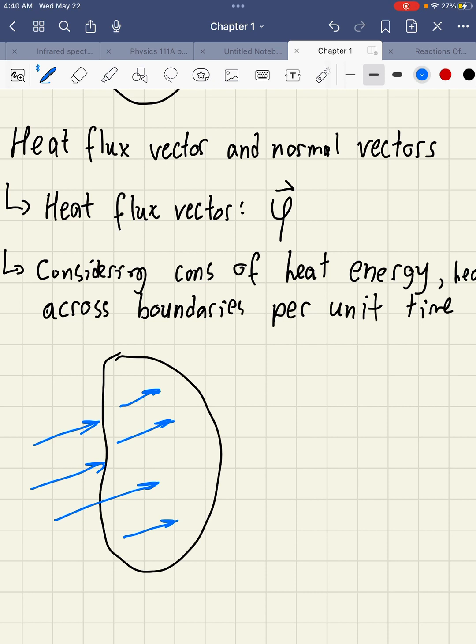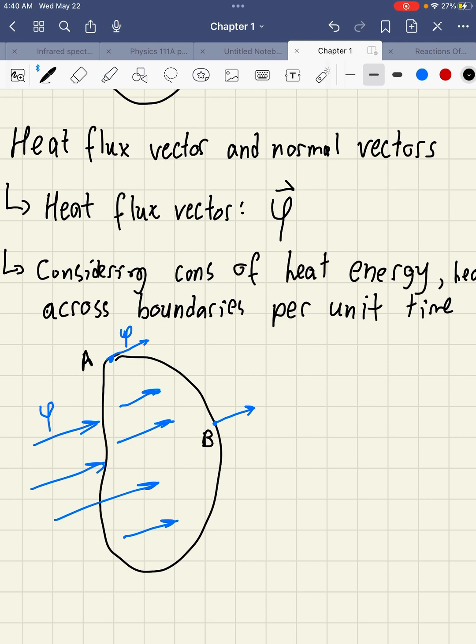So this is our heat flux. Now, let's say at this point right here, this is our heat flux. And let's consider this point right here, which is just perpendicular to the surface. Now, let's consider these two points right here. This point I'll call A, and this point I'll call B.